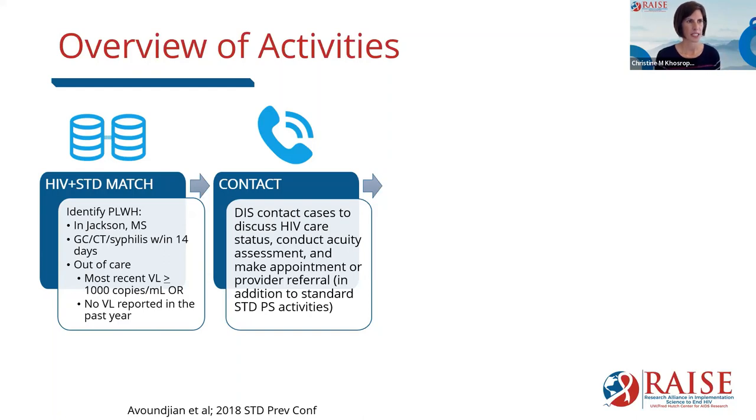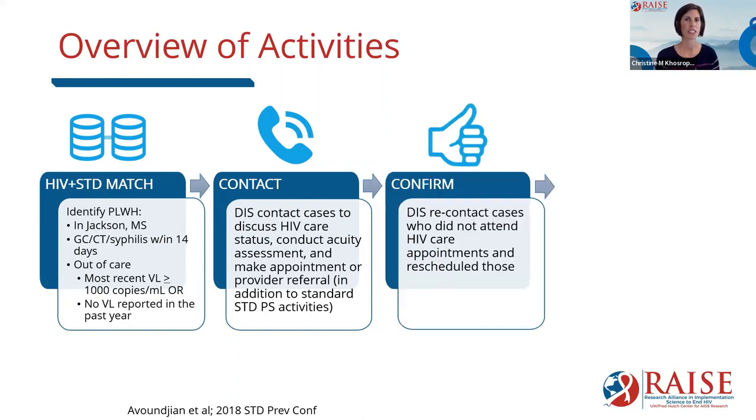Once these individuals were identified, this list of folks was passed over to DIS. The DIS were to contact cases to discuss their HIV care status, conduct what was called an acuity assessment, and make an appointment or provider referral to an HIV care provider. This was in addition to the standard STD partner services activities that they did. They were integrating this HIV care engagement into STD partner services.